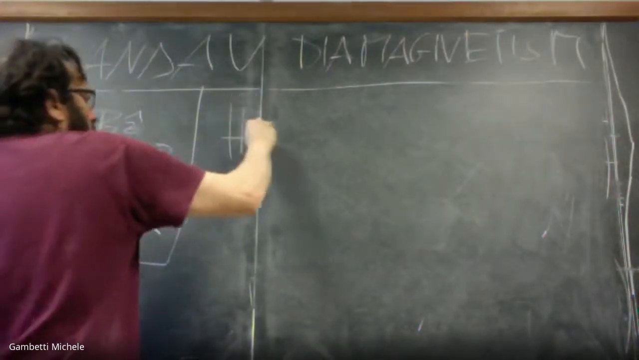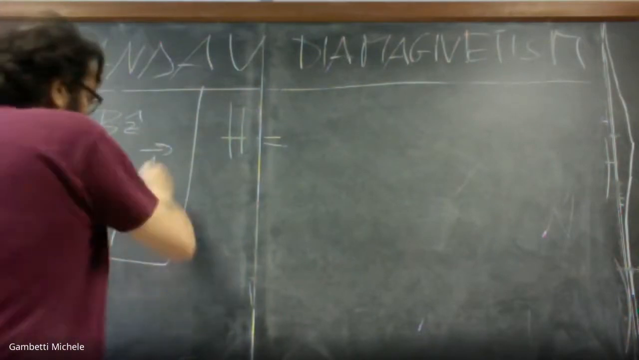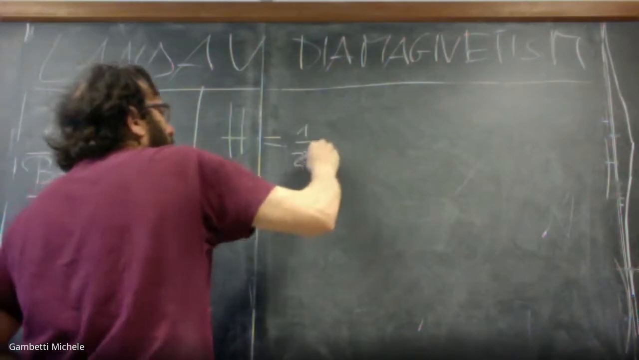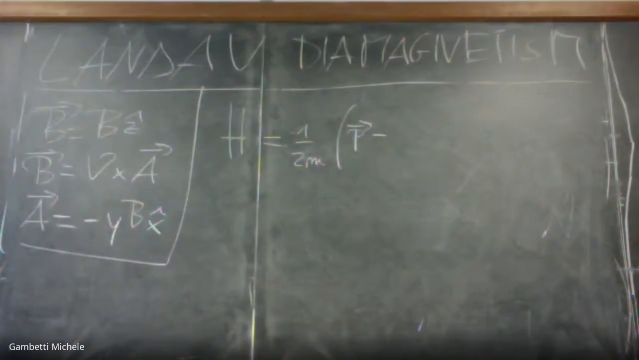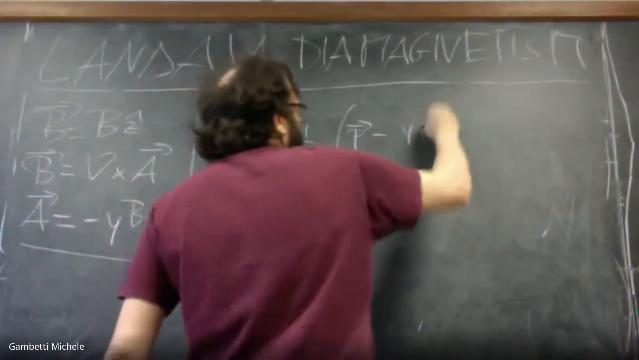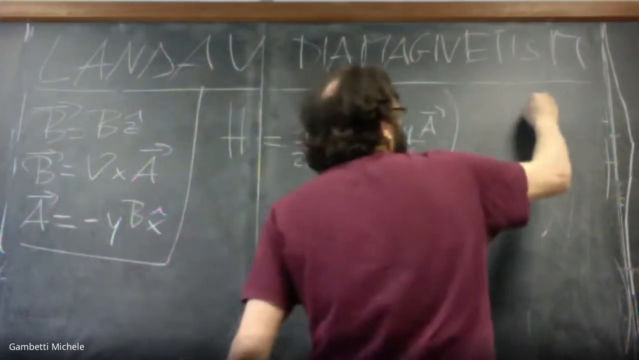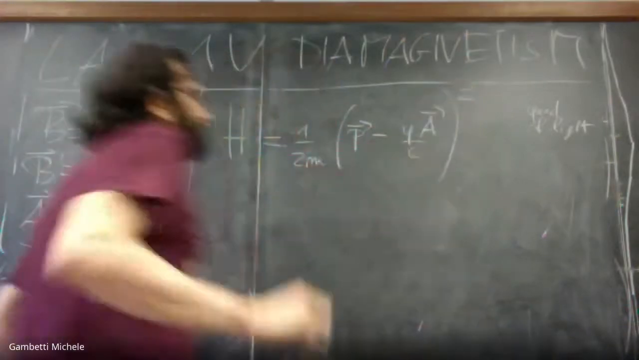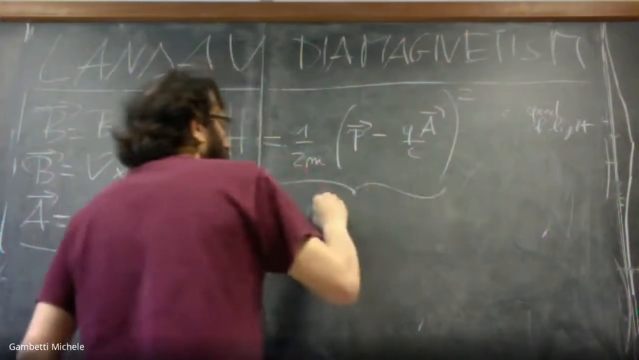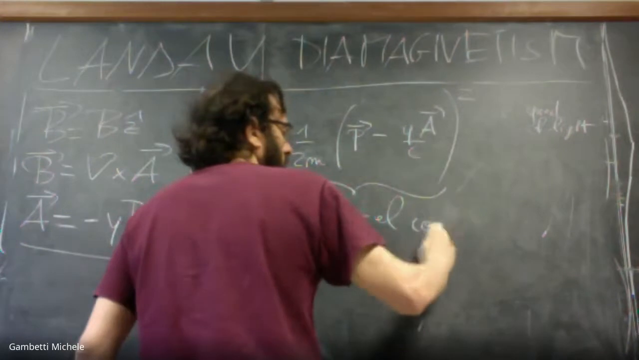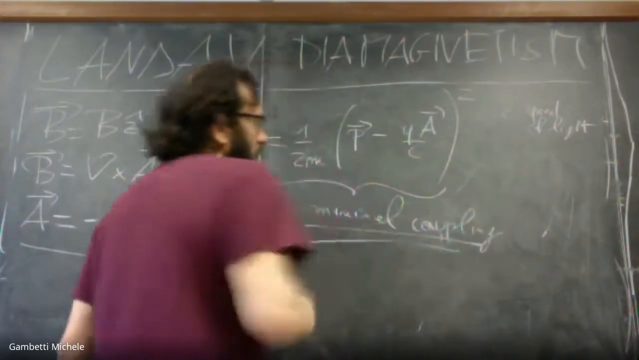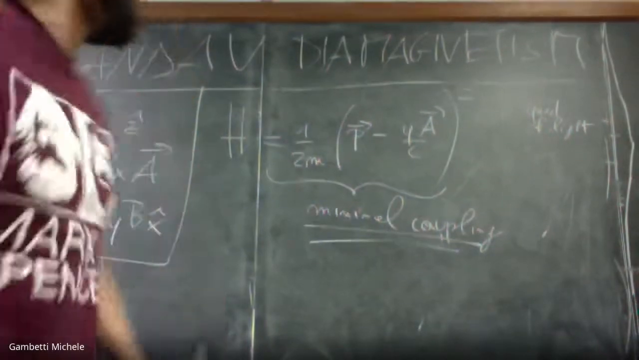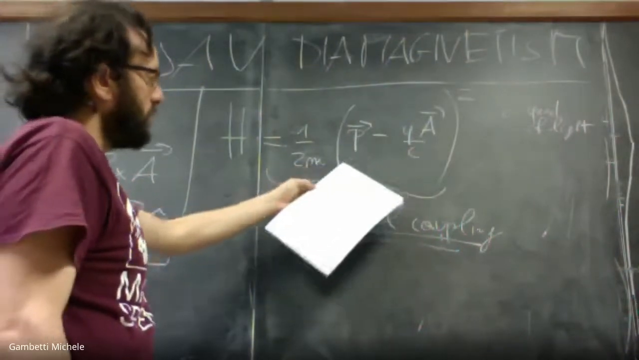Now, the Hamiltonian of a particle under this magnetic field, well, the vector potential, is 1 divided by 2m outside, and then here P minus QA divided by C, where C is the speed of light. Of course, there is a square here. Now, this formula you have seen before, right, in analytical mechanics or advanced electromagnetism. Yes, this is the minimal coupling. So this is the effect of having a vector potential on your path, okay?